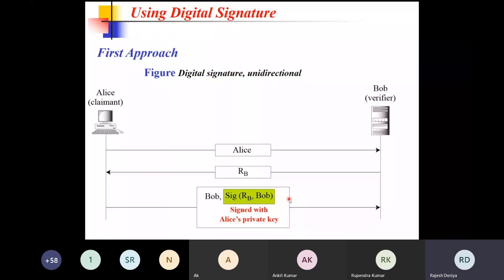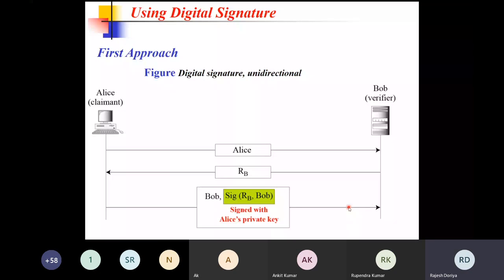And the concept of digital signature can also be used in order to prove the identity. Over here, the nonce number is being signed with the help of Alice's private key. So if Bob is able to decrypt this with the Alice public key, Bob will know that this message has been sent by Alice only, since it has been encrypted or signed with the Alice private key. So this approach can also be used for authentication.